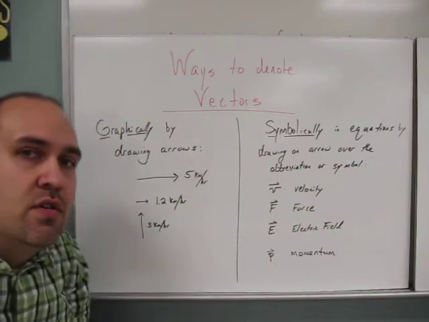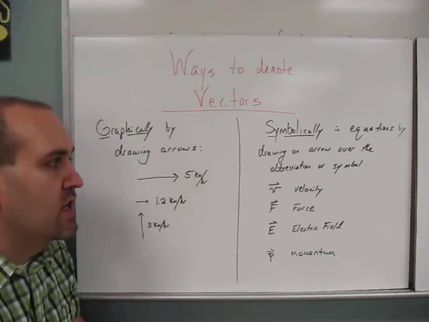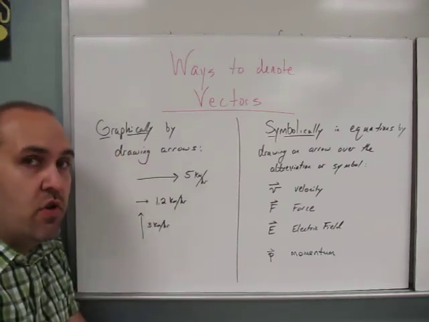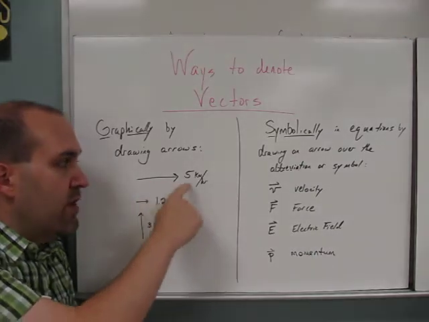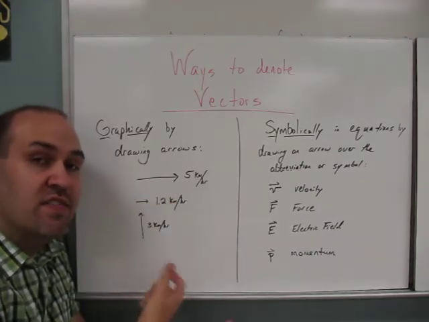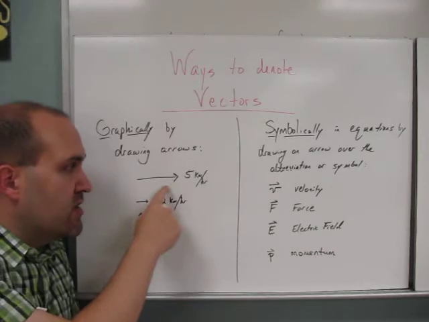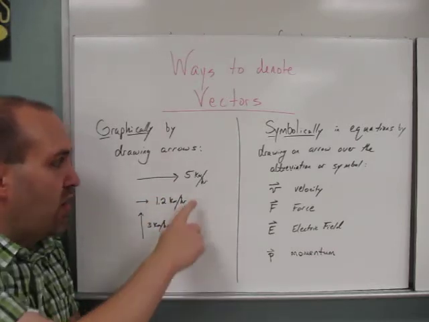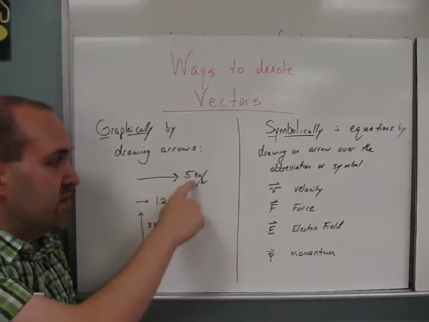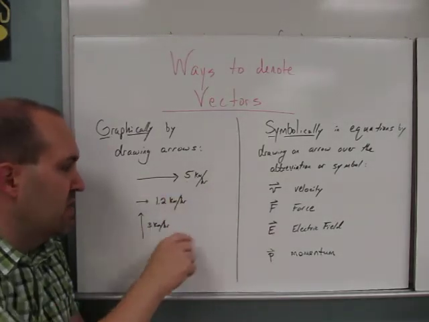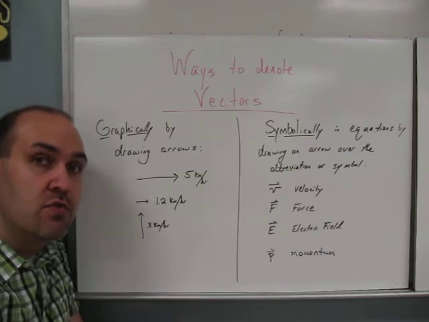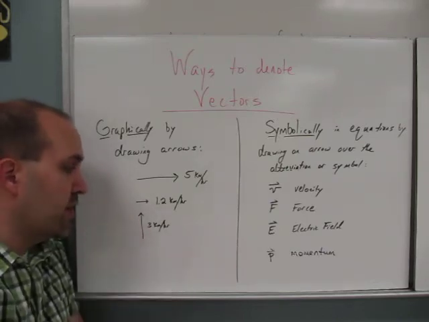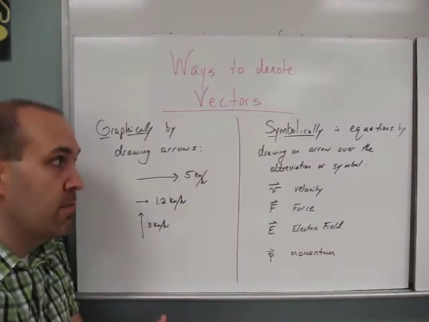How do we denote vectors? How do we describe vectors on our papers? Well, you can do it graphically by drawing arrows. The longer the arrow is, the larger the magnitude or the size of the vector. And the direction the arrow points tells you in what direction the vector points. So I could use this arrow to represent 5 kilometers per hour, maybe east, and a shorter arrow to represent 1.2 kilometers per hour east. Or maybe this arrow pointed towards the top, maybe that's 3 kilometers per hour north.